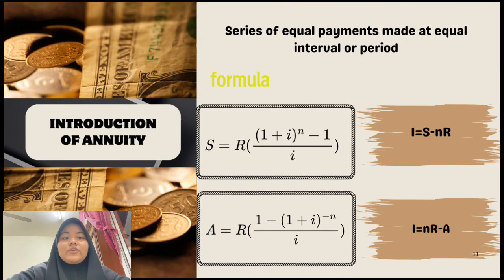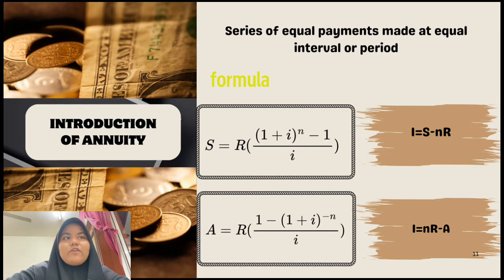So now, let's move on to the annuity. An annuity is a series of equal payments made at equal intervals or periods. In this chapter, we have two formulas, the first of which is future value. The formula for future value is S equals R bracket 1 plus I to the power of N minus 1 divided by I, where R is the periodic payment, I equals the periodic interest rate, N equals the investment period, and S equals the future value of the annuity after the interest period.